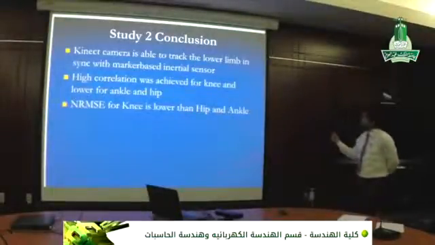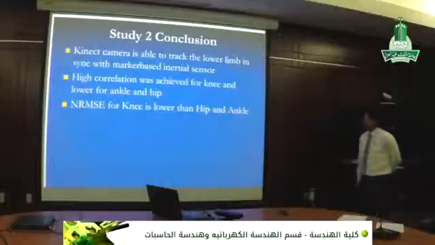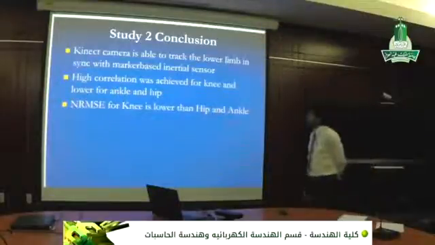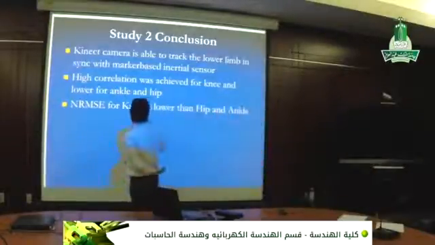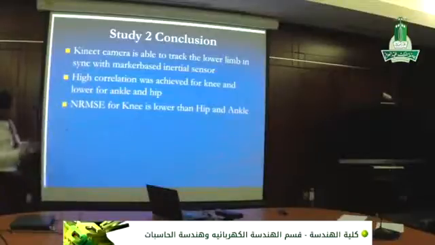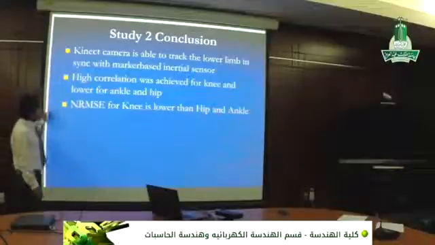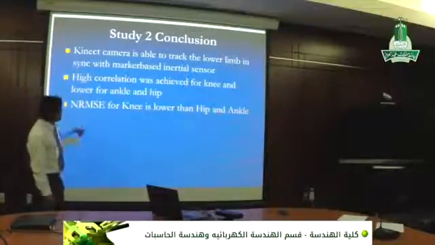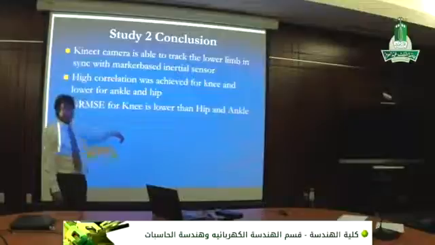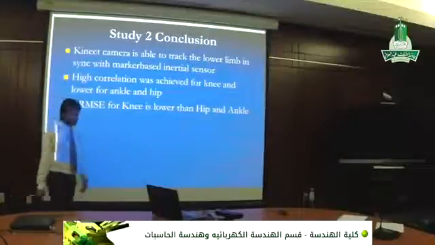The conclusion that we derived from this study was that the Kinect camera is able to track the lower limb in sync with the marker-based inertial sensors. High correlation was achieved for the knee and lower for the ankle and hip. The normalized root mean square error for the knee is lower than for the hip and ankle.